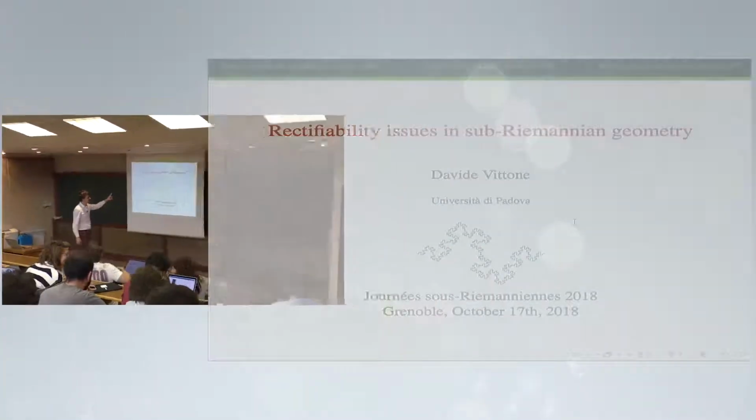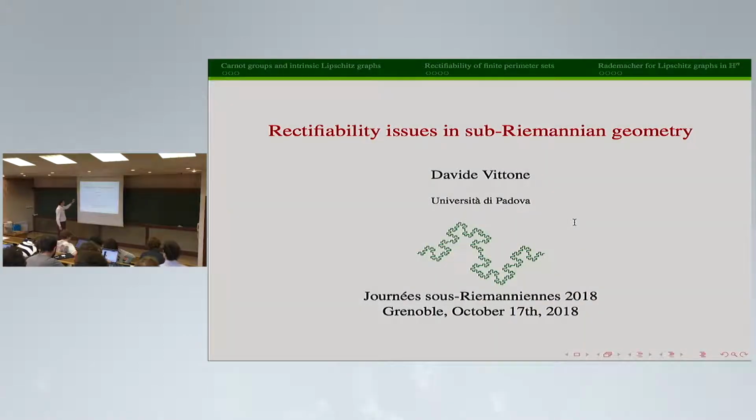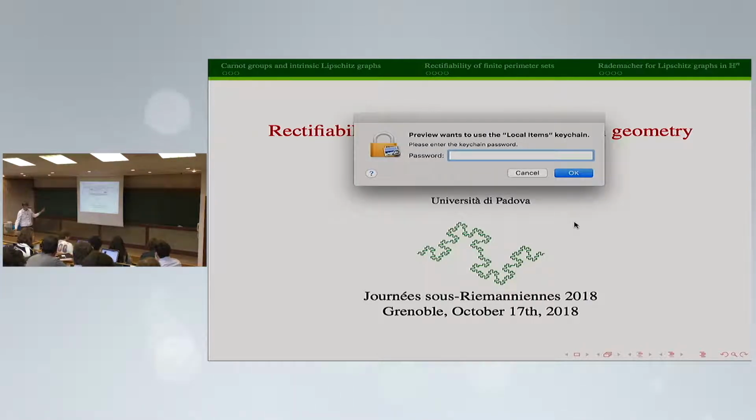So as you see in the title, I will speak about these rectifiability issues. I will be more precise in a moment. In sub-Riemannian geometry, actually this sub-Riemannian geometry is kind of fake because the setting will always be Carnot groups.